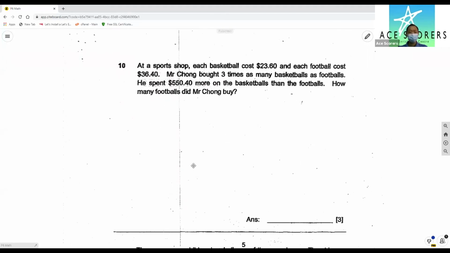At a sport shop, each basket. Okay, what do you get for 10? 7. I got 16. Oh, 16, 7, and don't know. 16. Let's check it out, yeah? So at a sport shop, each basketball costs $23.60.